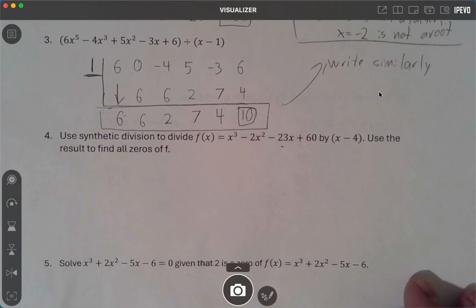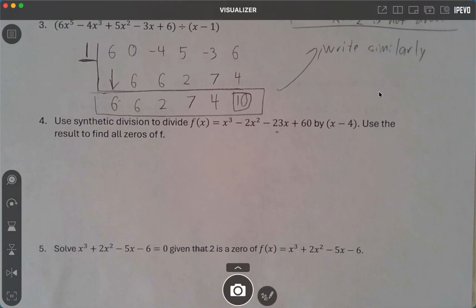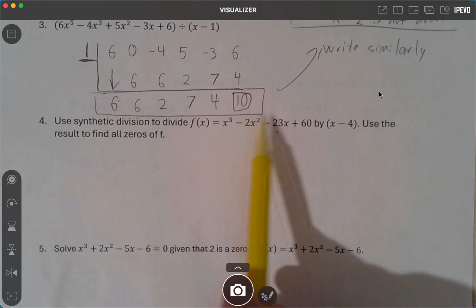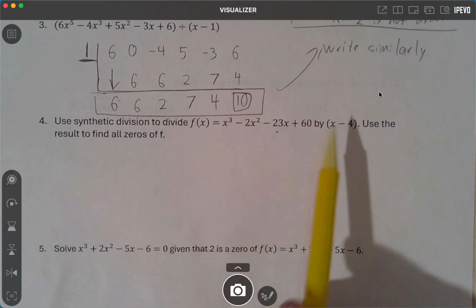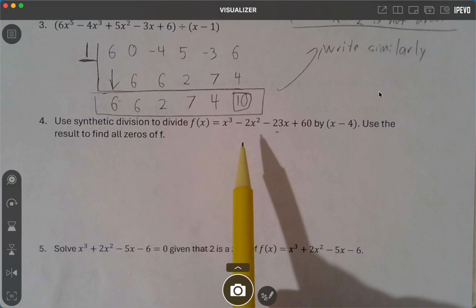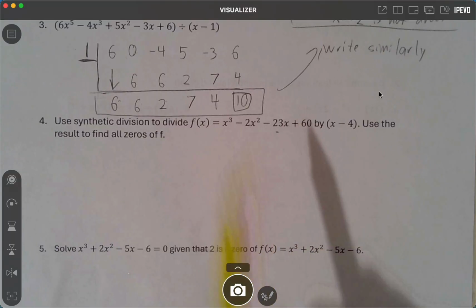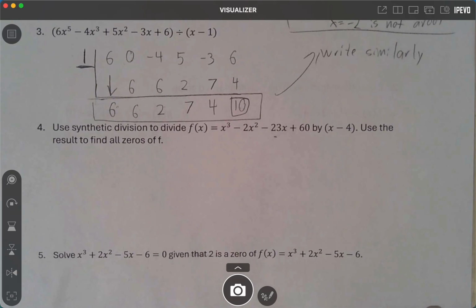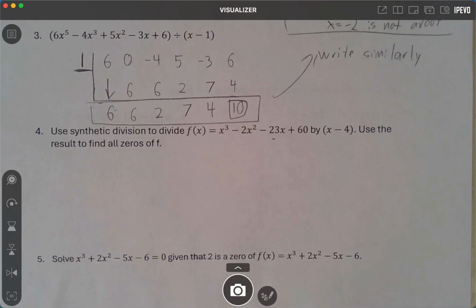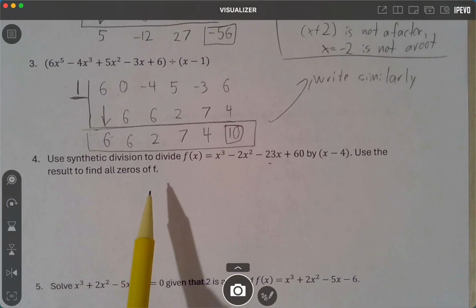All right, two more. We're so close. This time, catch the wording. It says use synthetic division to divide this and use the result to find all the zeros of f. Now, if you catch what I wrote in example 1 and example 2 off to the side, you'll see that they're actually telling you a lot of information here. What are they telling you? They're telling you use the result to find all the zeros.